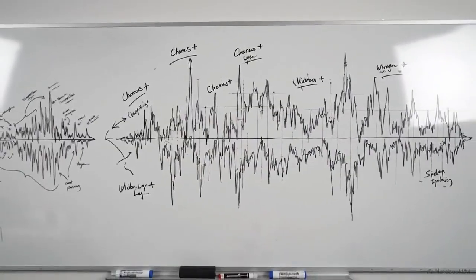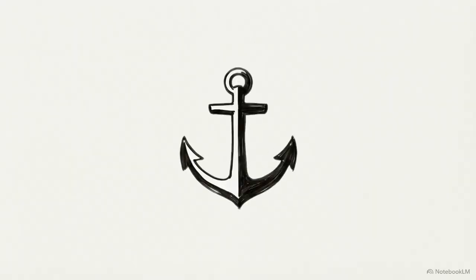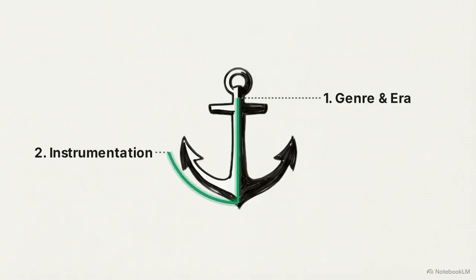evolving sonic narrative. Every successful prompt in Lyria 3 relies on a 3-part foundation called the anchor formula. The first component is the genre, combined with a specific era. You combine that era with your second element, specific instrumentation, and your third element, a defined emotional arc.